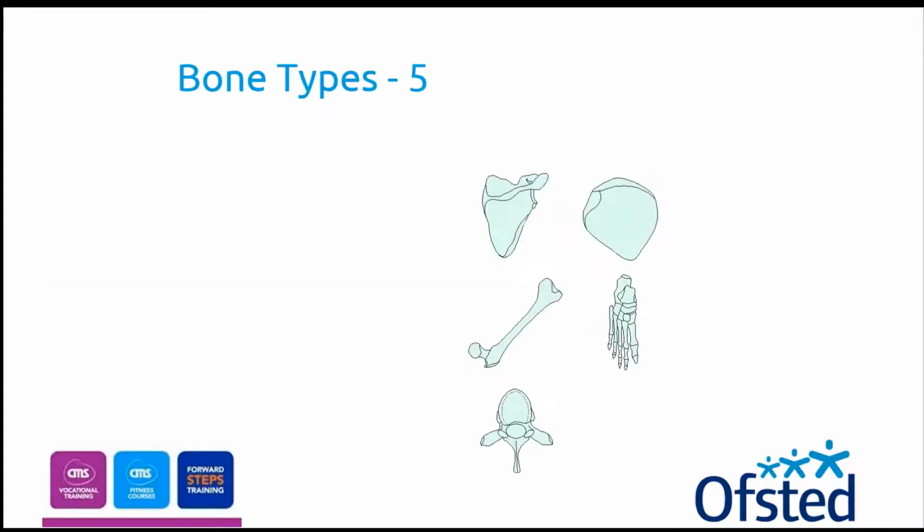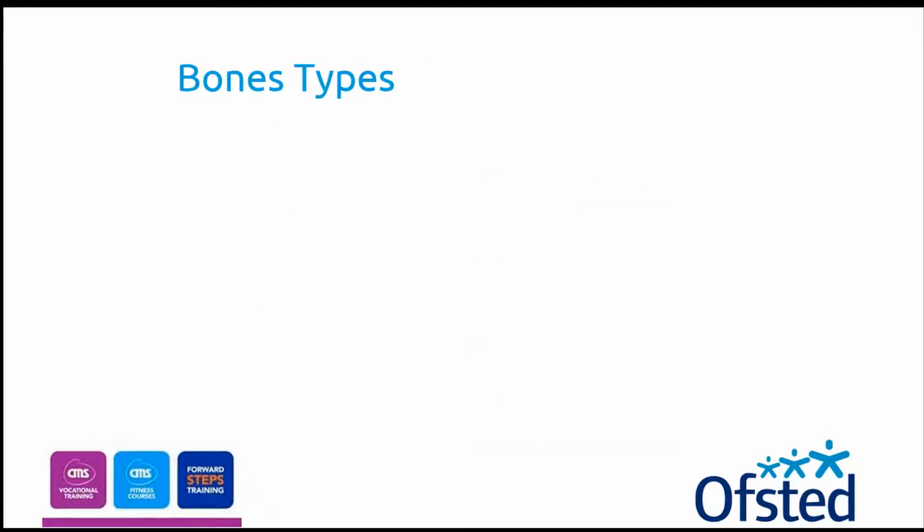So first thing we're looking at are bones and joints. To classify bones, we can have 5 types of bones. We can have a long bone, a short bone, a flat bone, an irregular bone, and a sesamoid bone. And each one of them is classified by its shape and by its purpose.